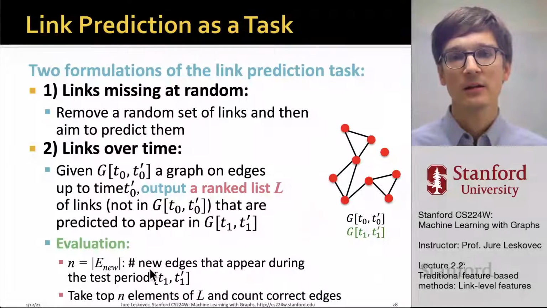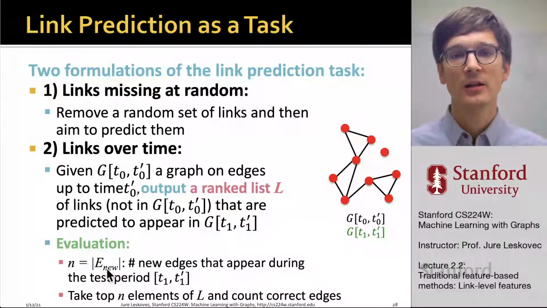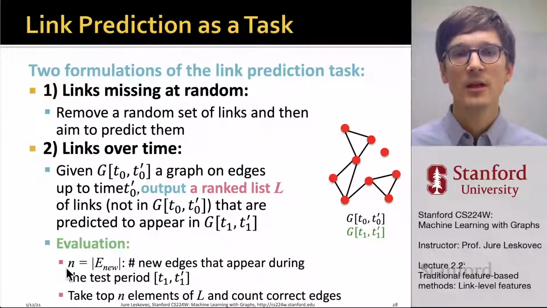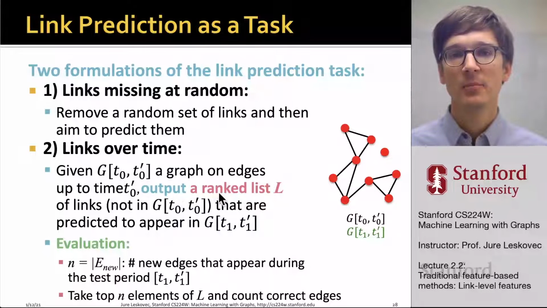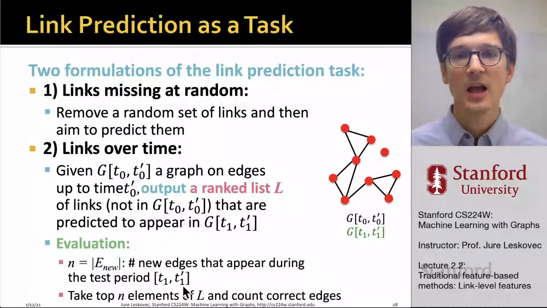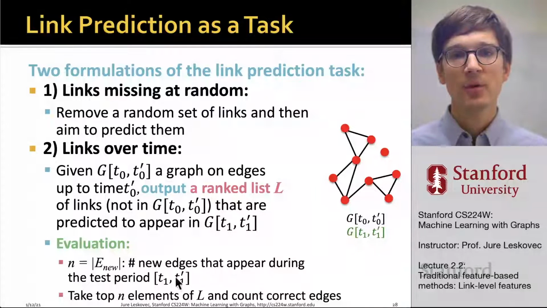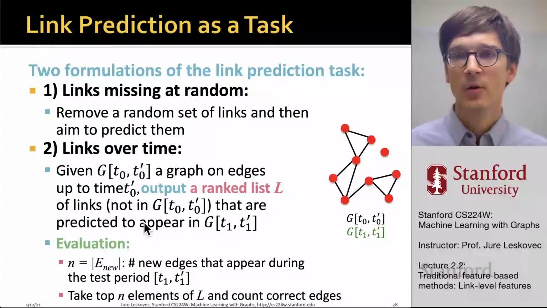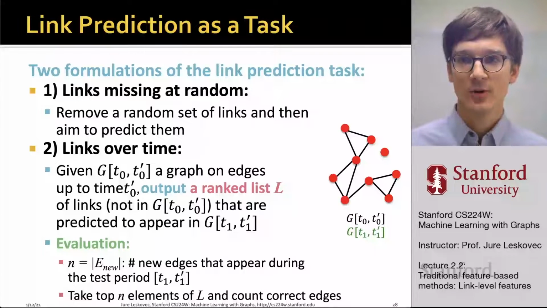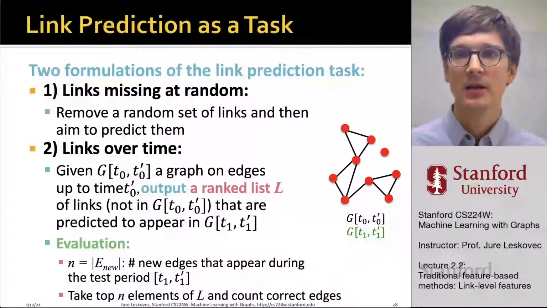And the way we can then evaluate this type of approach is to say, we know that in the future n new links will appear. Let's rank the potential edges outputted by our algorithm, and let's compare it to the edges that actually appeared in the future. This type of formulation is useful or natural for networks that evolve over time, like transaction networks, like social networks, where edges keep getting added.